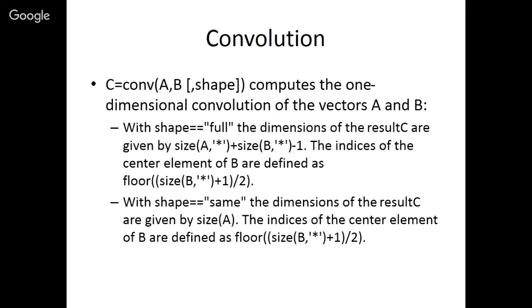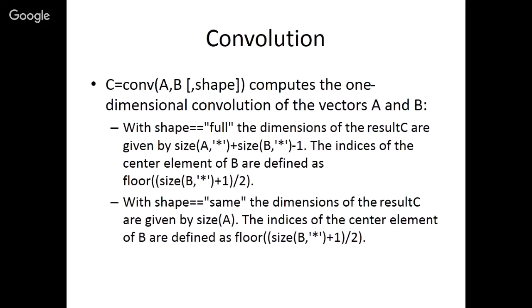So this is your convolution, conv(A, B). A is any matrix, B is any matrix. It is a vector, not a matrix. For the matrix there is a different command. If A is a vector and B is a vector, then after that there is an option, shape. What is shape?